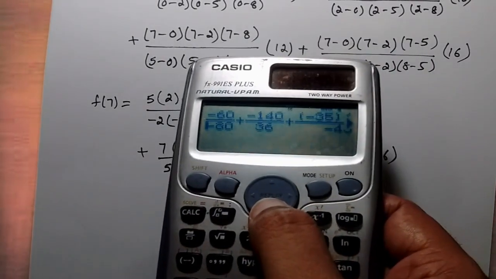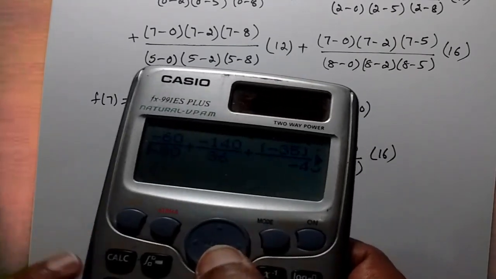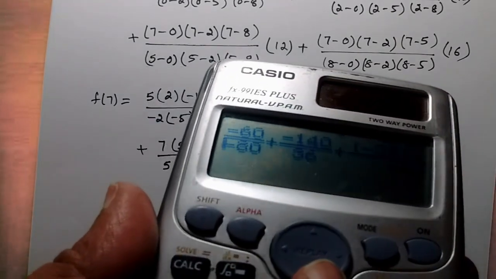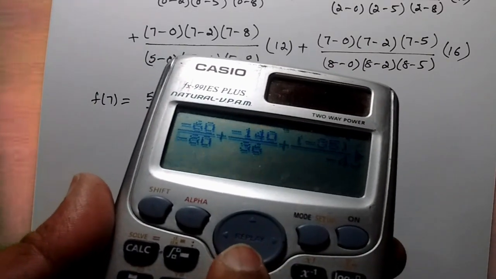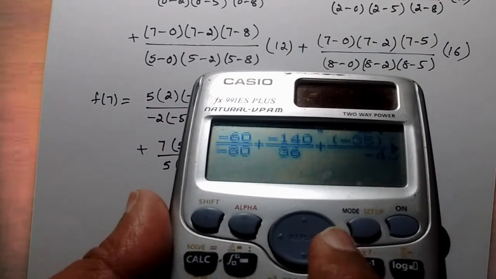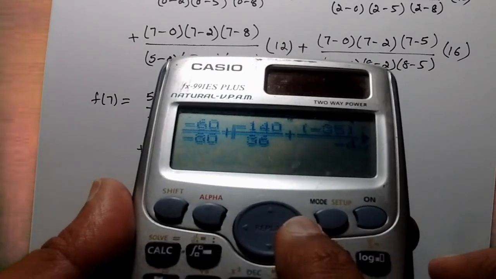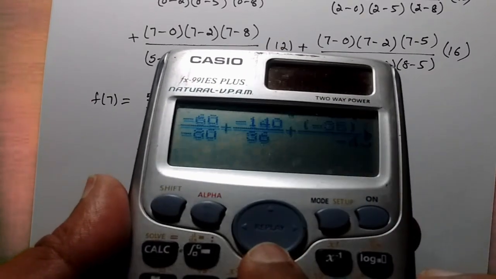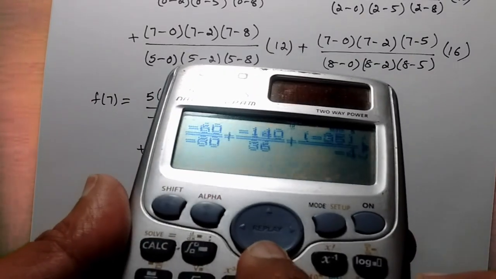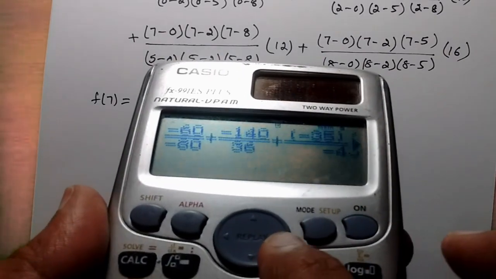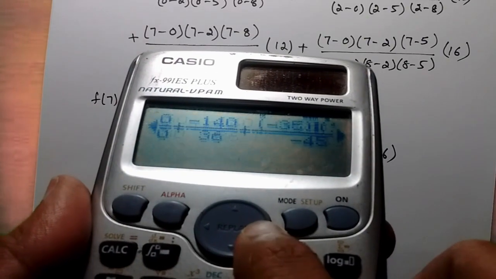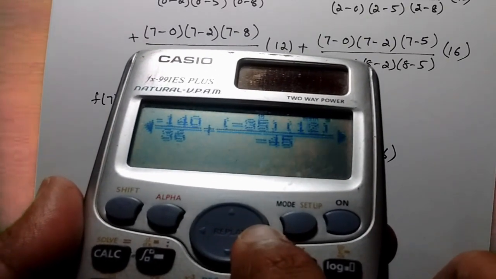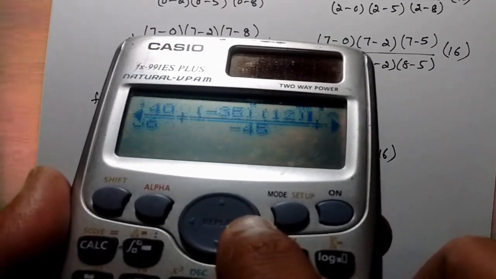So you can just see the values, just multiplied and written. Numerator value multiplied, I got minus 60, divided by denominator value also multiplied, I got minus 80. The next term, you can check, minus 40 multiplied in the numerator, denominator I have got 36. Then the next term also multiplied, I have got minus 35 multiplied by minus 12, divided by 45.